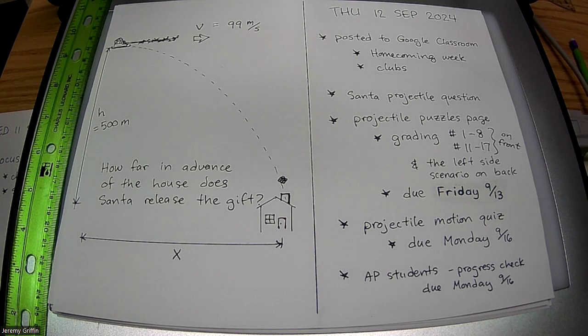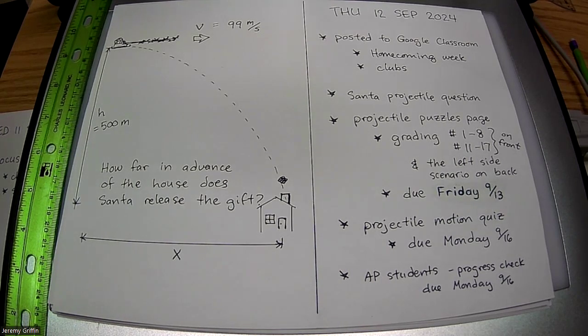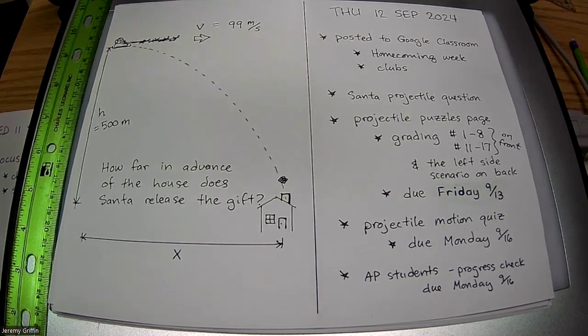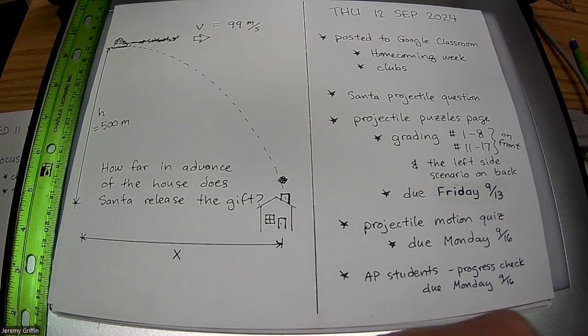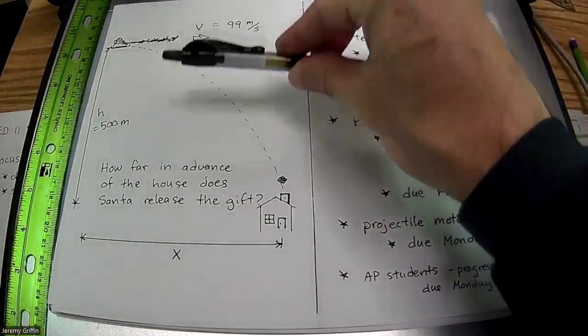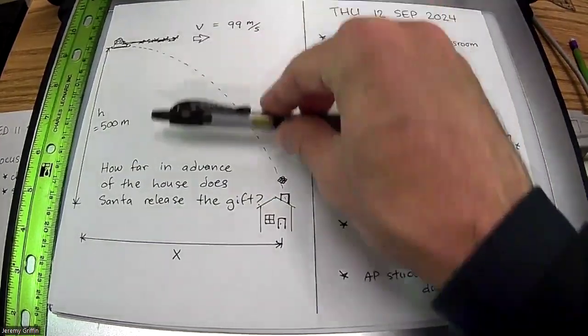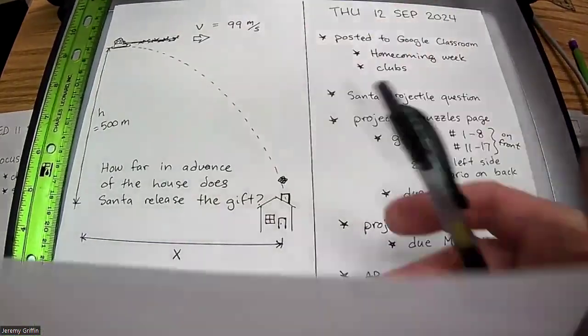About 1,000 meters. I think about 1,000 meters in front. All right, so it's got a multi-step puzzle here. What's the first thing you did? Solve for time. And you get that from what kind of equation? Vertical or horizontal? Yeah, vertical, right?